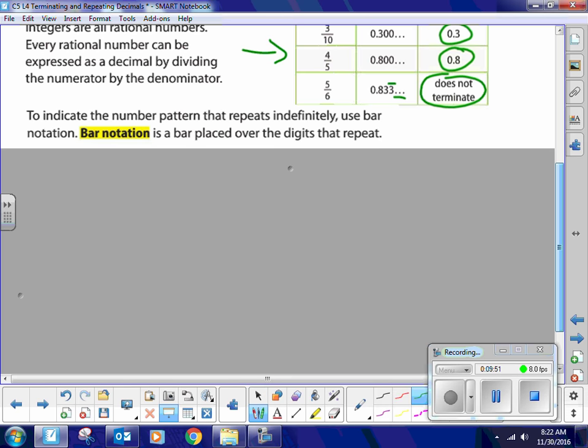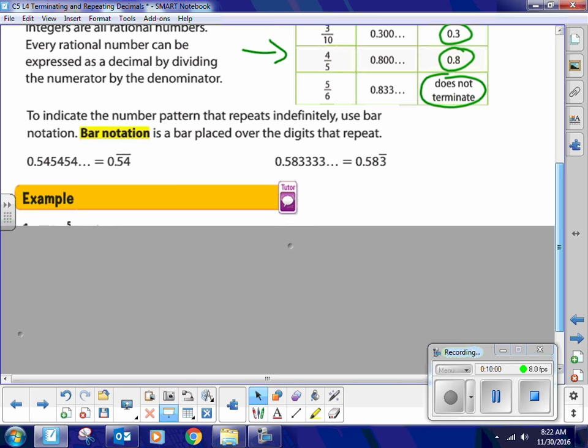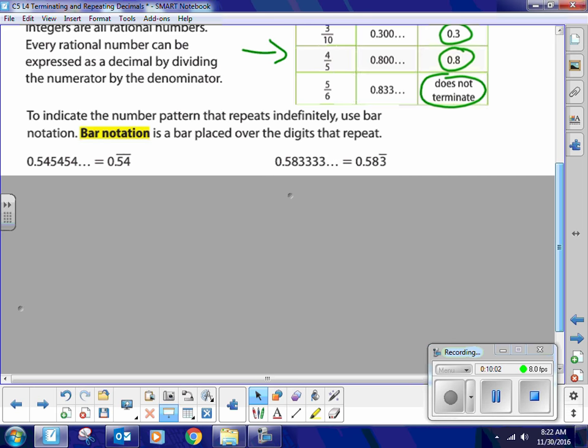That's fine. Then you wouldn't have these dots. You just do that. Here are some examples: 0.545454, it's just repeating.